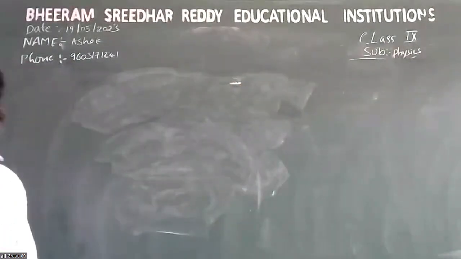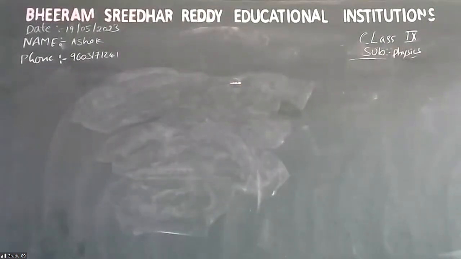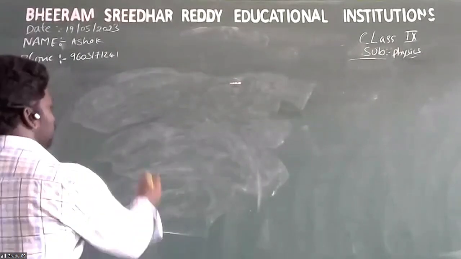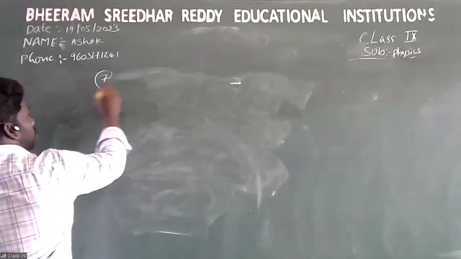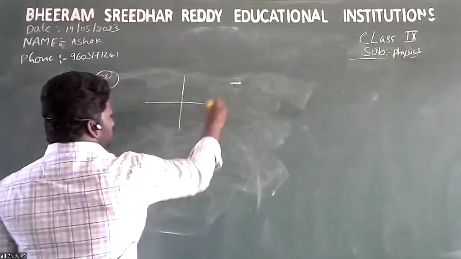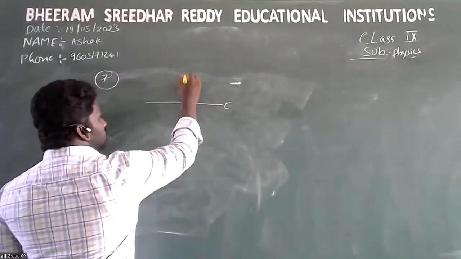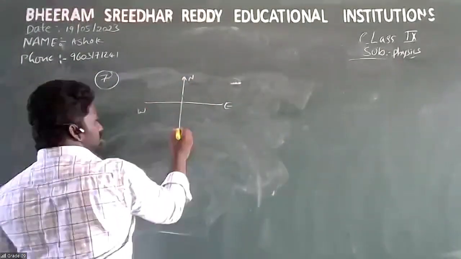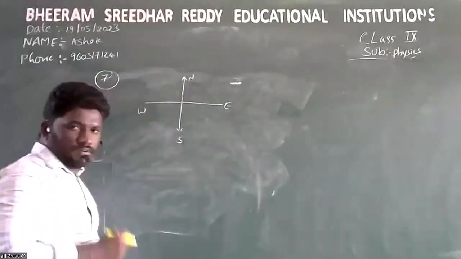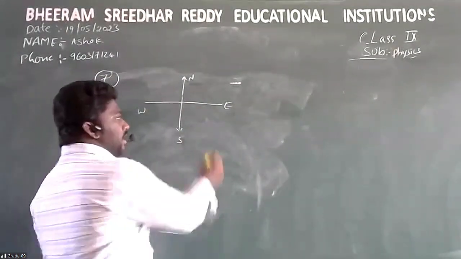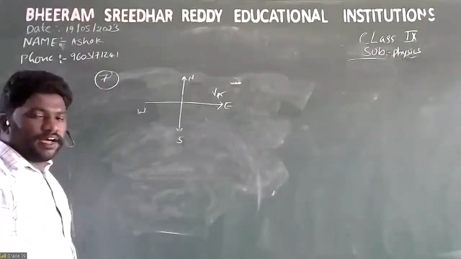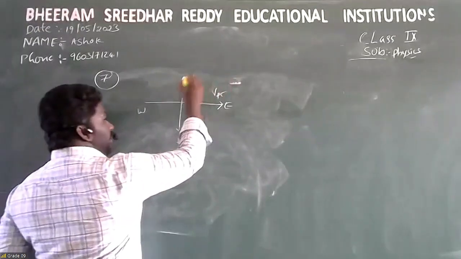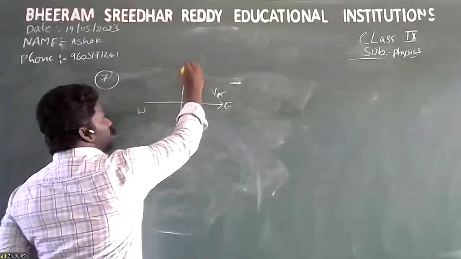If two cars A and B are moving in the direction east and north, VA is moving along the... first of all, take the directions. Question number 7. Take the direction for this one: east, north, west, south. The first car is moving with a velocity VA along the east direction. The second car is moving with the same velocity, VB, along the north direction.